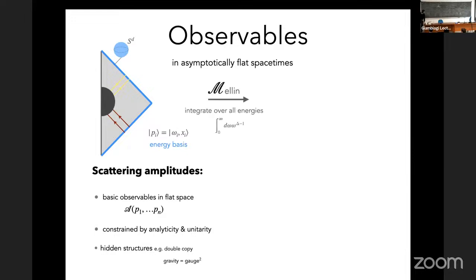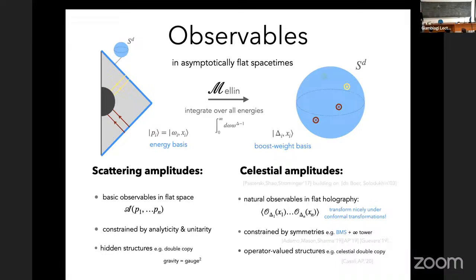Instead, we can obtain observables that are more suitable by integrating out all the energies and introducing a new parameter, which I will call delta, the conformal boost weight on the celestial sphere. If we do that, our scattering amplitudes take the form of what looks like correlation functions in a two-dimensional theory on the celestial sphere. Why are these nice observables in flat space holography? The reason is that they transform nicely under conformal transformations on the sphere, and the conformal transformations on the sphere come from the bulk Lorentz transformations.